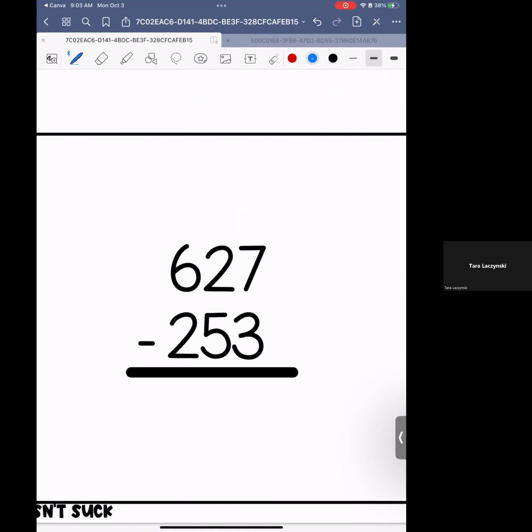627 take away 253. 7 take away 3 is 4. 2 take away 5 can't do. Go next door. 12 take away 5 is 7, and 5 take away 2 is 3. 374.